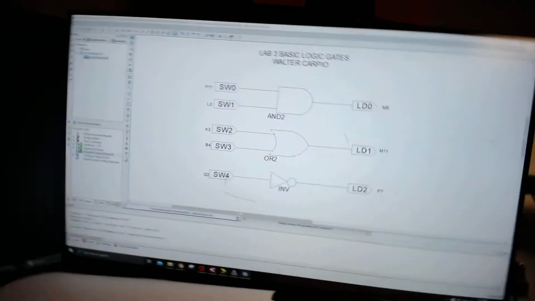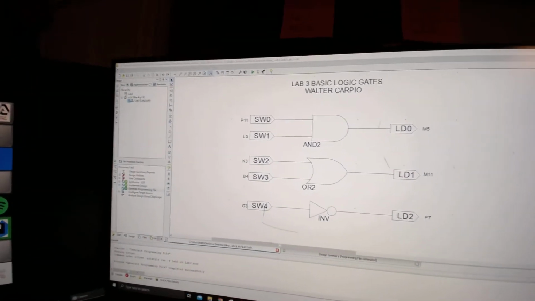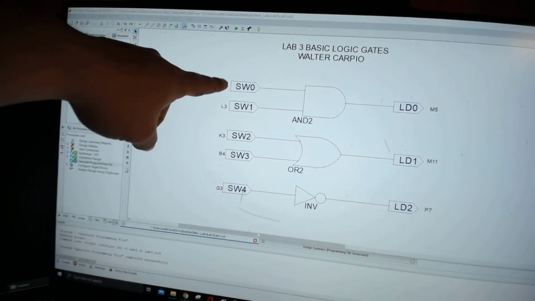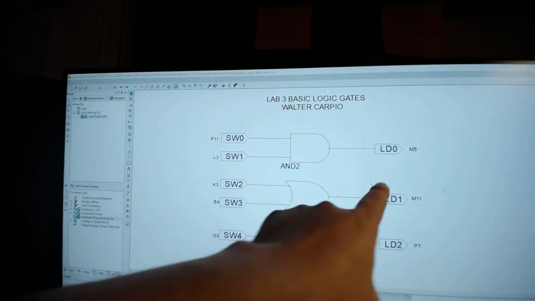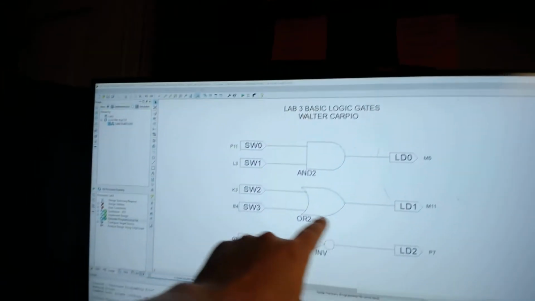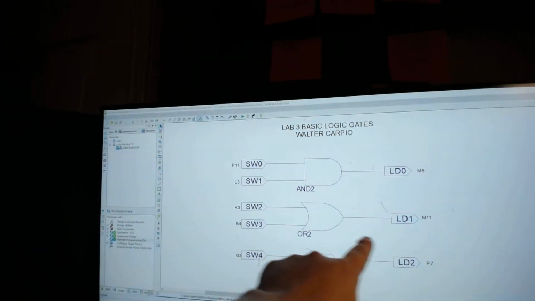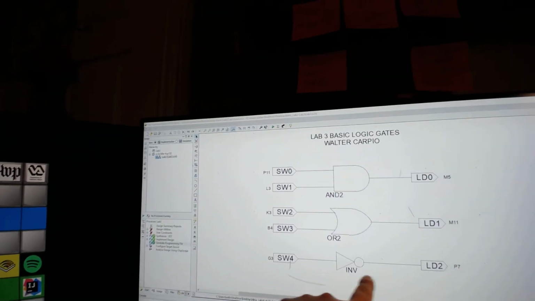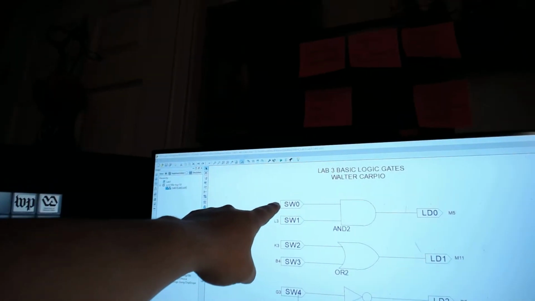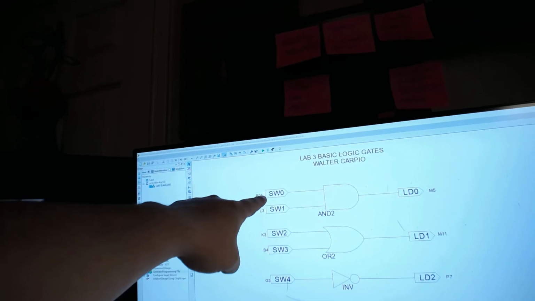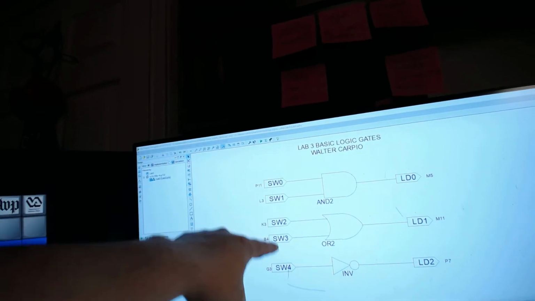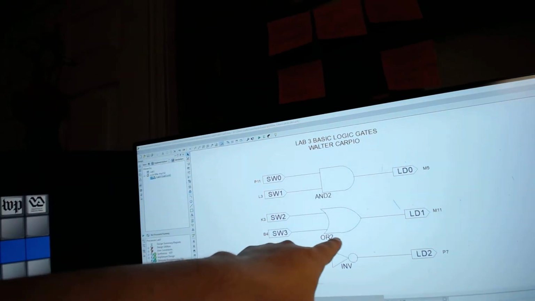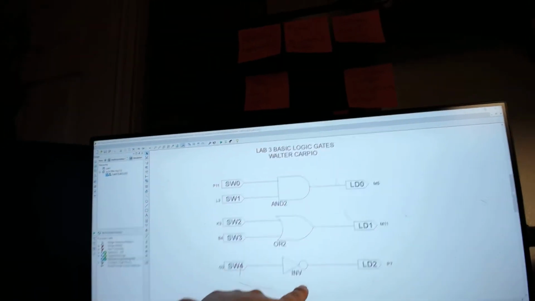I have gotten 3 gates, an AND gate, an OR gate, and an inverter. Here are the inputs for the AND gate and the output for the AND gate. These are the inputs for the OR gate and the output for the OR gate. This is the input for the inverter and the output for the inverter. Here are the switches. Switch 0 and switch 1 for the AND, switch 2 and 3 for the OR, switch 4 for the inverter.